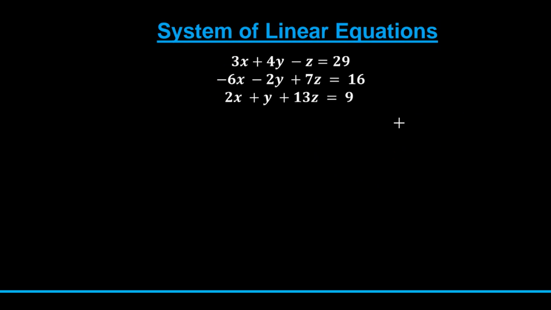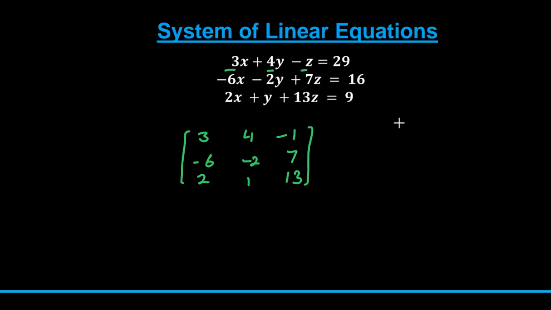This system can also be represented in matrix form using a coefficient matrix, a variable matrix, and a constant matrix. The coefficient matrix can be formed by aligning the coefficients of the variables of each equation in a row, like 3, 4, minus 1. So the coefficient matrix will be the matrix consisting of the elements 3, 4, minus 1, minus 6, minus 2, 7, 2, 1, and 13. This is the coefficient matrix.